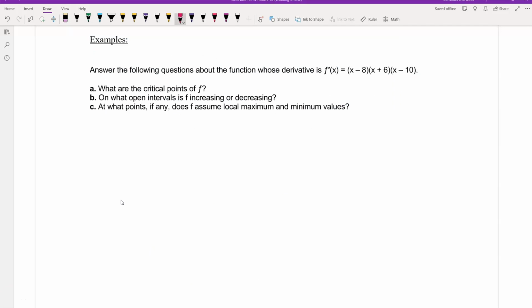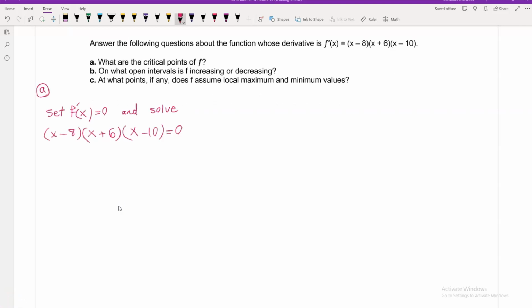Examples. Answer the following questions about the function whose derivative is f'(x) = (x - 8)(x + 6)(x - 10). Part A. What are the critical points of f? Part B. On what open intervals is f increasing or decreasing? Part C. At what points, if any, does f assume local maximum and minimum values?